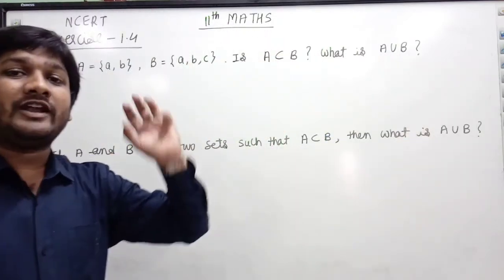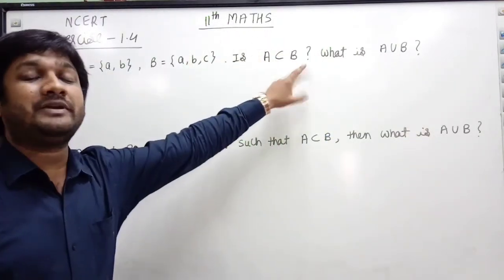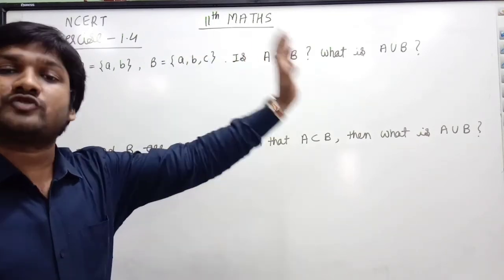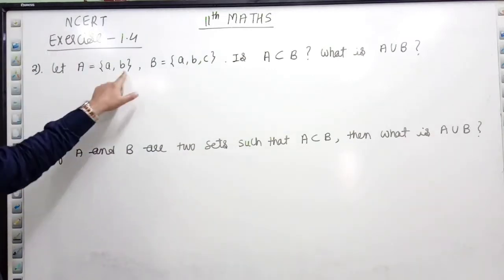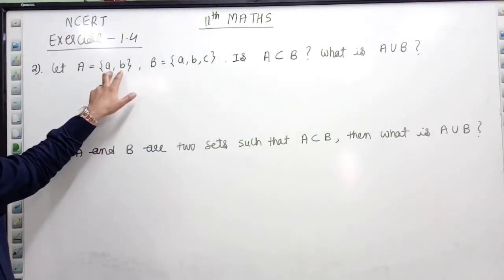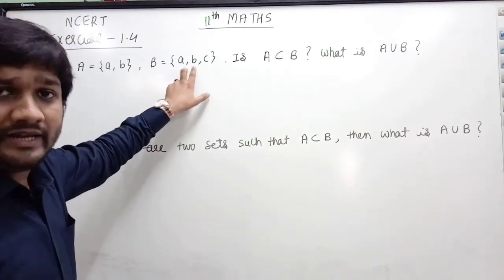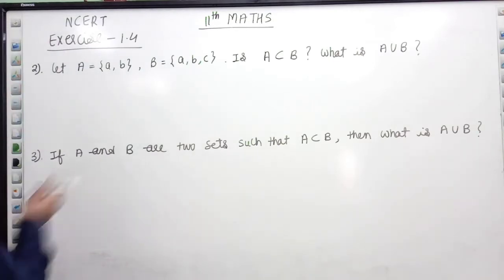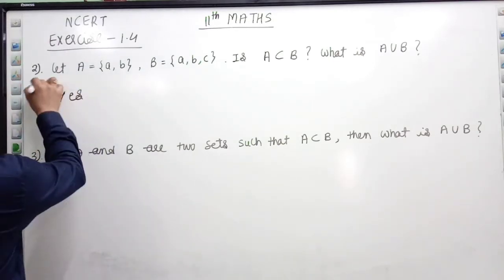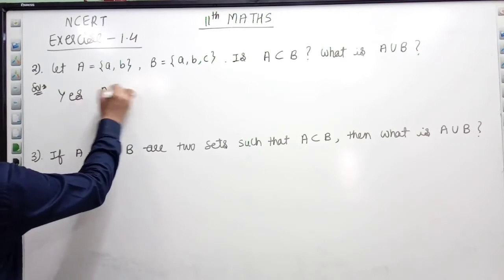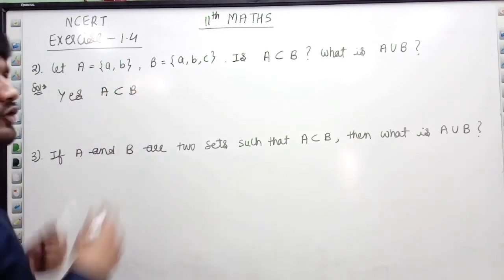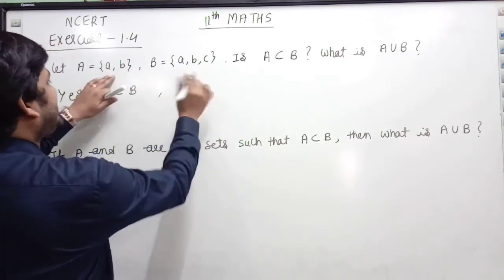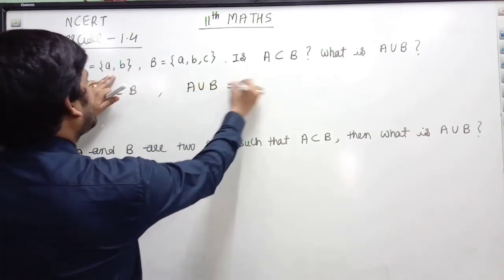So whenever we say A is a subset of B, this is only possible when all elements of A are the elements of B. Now you see, elements of A are 1, a, b. These elements are also elements of B. So we can say all elements of A are the elements of B. So we'll say yes, A is a subset of B. Now what is A union B? So you can easily say A union B equal to B.